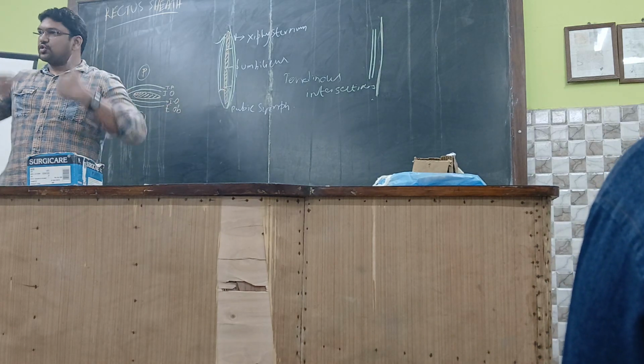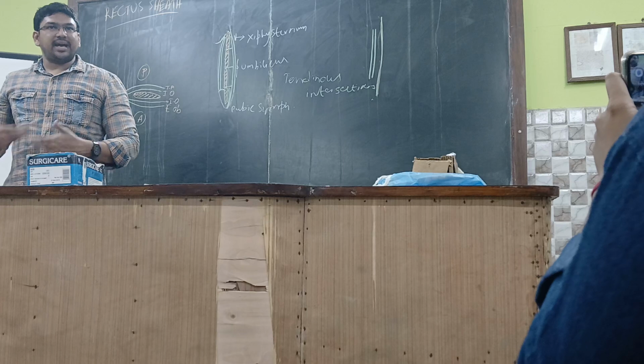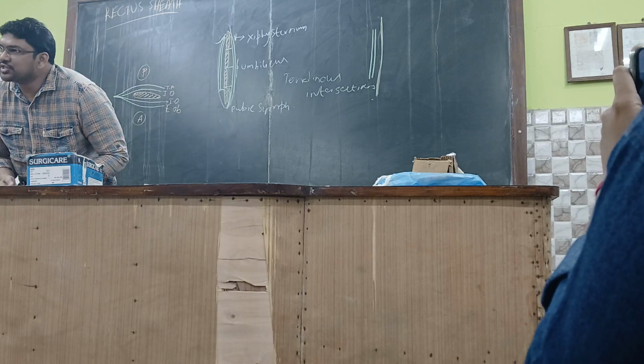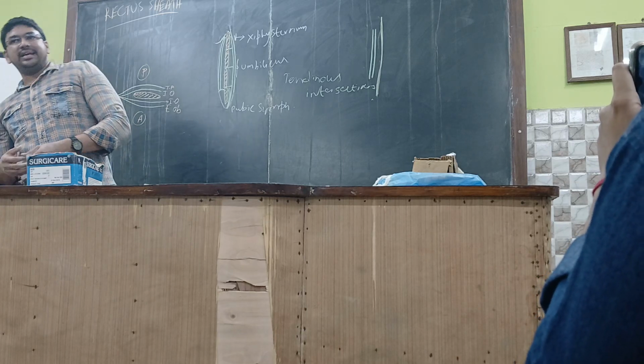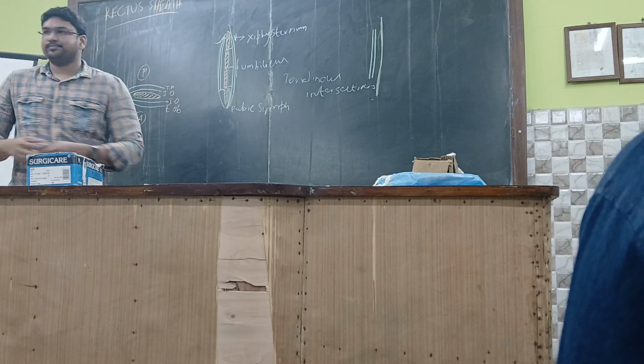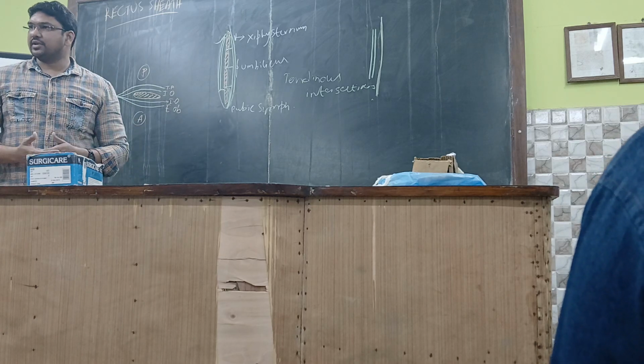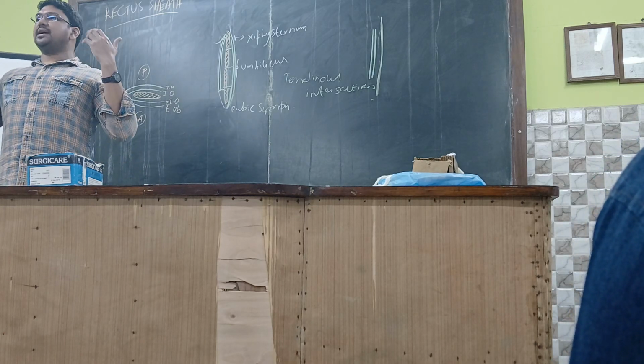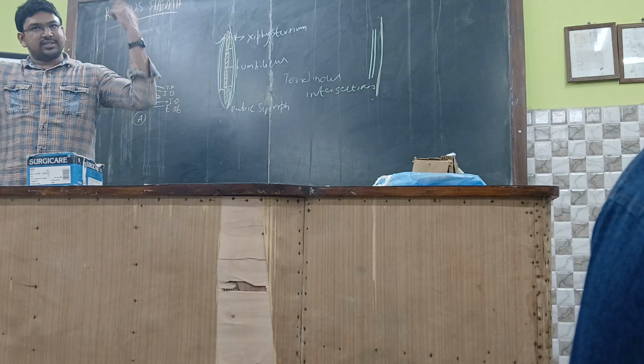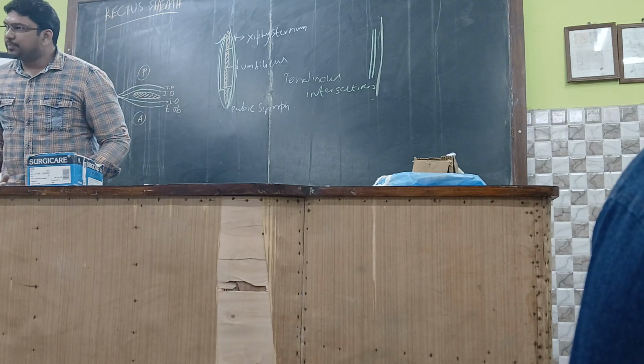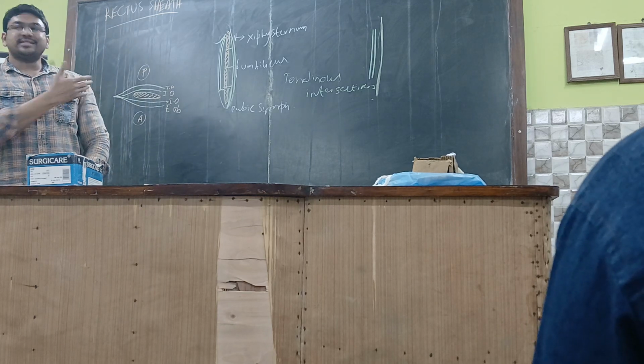Rectus abdominis. This is the trunk over here. What are the actions we can produce with the trunk? This is the flexion. This is the extension, and this is the lateral flexion, and this is the rotation. Is it not? We can do all the things. Okay. So extension will be produced by erector spinae, multifidus, and all those back muscles. The flexion will be produced by rectus abdominis.